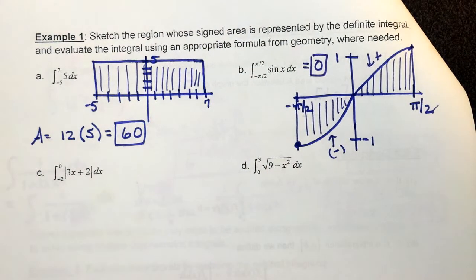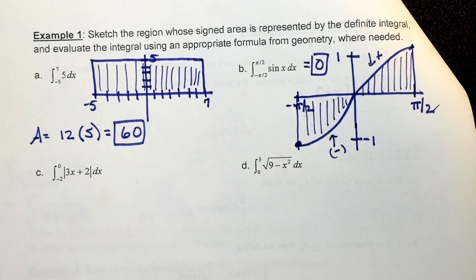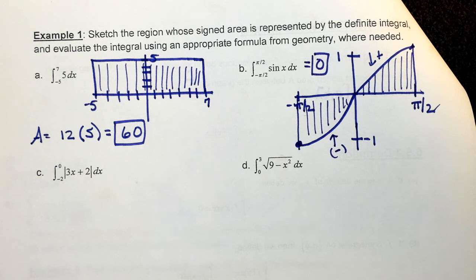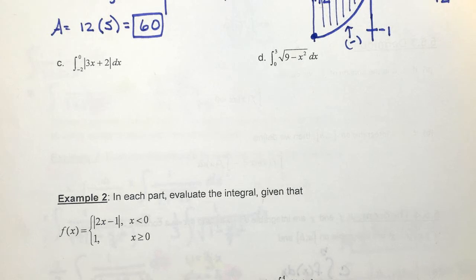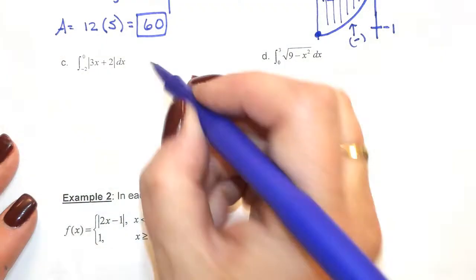We'll talk about total area and absolute area later on. When we talk about total area and absolute area, that's where we would be looking at the absolute value, and we would negate it. All right? So any questions on those? Let's take a look at the absolute value of 3x plus 2, and I want to integrate from negative 2 to 0.